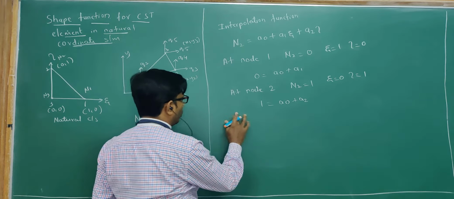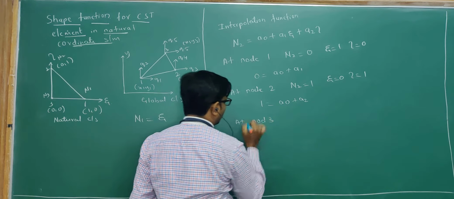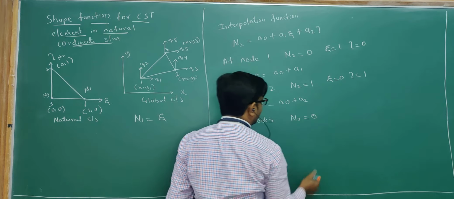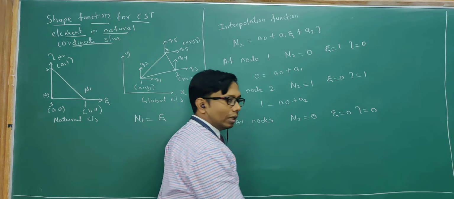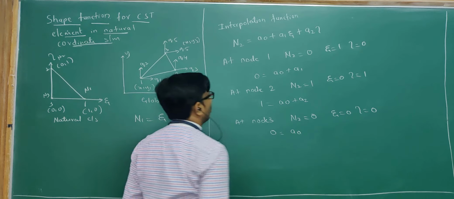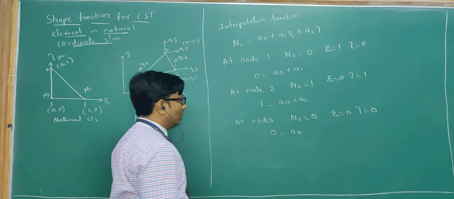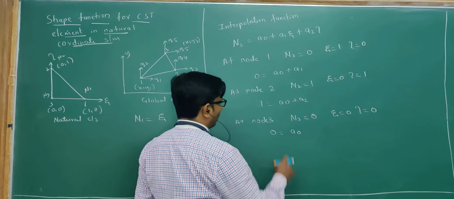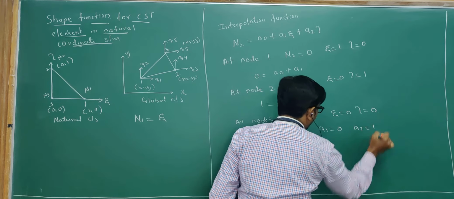So next, when you go for node 3, n2 is 0, where zeta is equal to 0 and eta is equal to 0. So when you do that, what happens? 0 is equal to a0. Just substitute here. What will you be getting? When you substitute here, a0 is 0, a1 will be equal to 0 and a2 will be equal to 1.